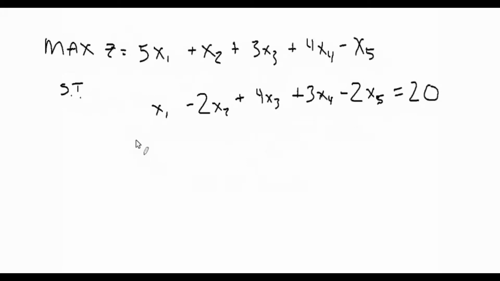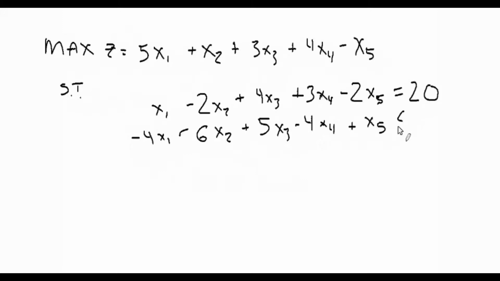Second constraint is negative 4x1 minus 6x2 plus 5x3 minus 4x4 plus x5 is less than or equal to 40 on the right hand side.